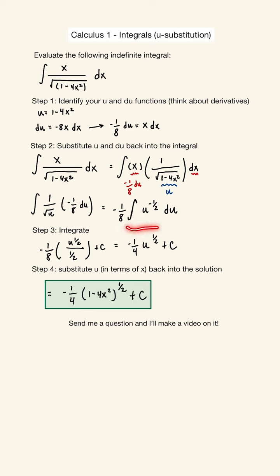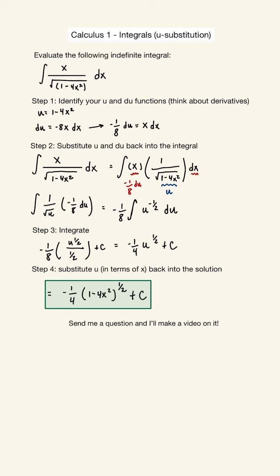So now when we look at this integral, it's very clear as to how we're going to integrate. And we can go ahead and do that where we're going to add 1 to the power, divide it by the new power. So that's our integration technique for the u term, and then we'll multiply it by our negative 1 over 8 term, which was just a constant. And so we're left with the following expression.